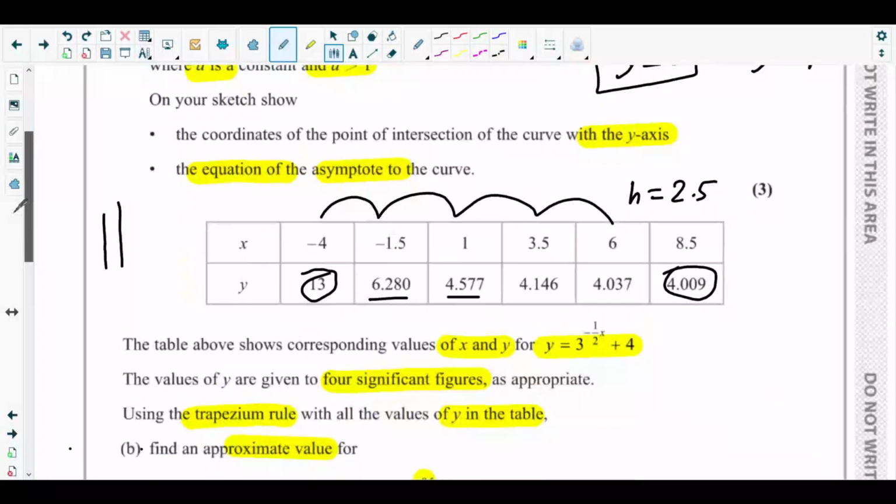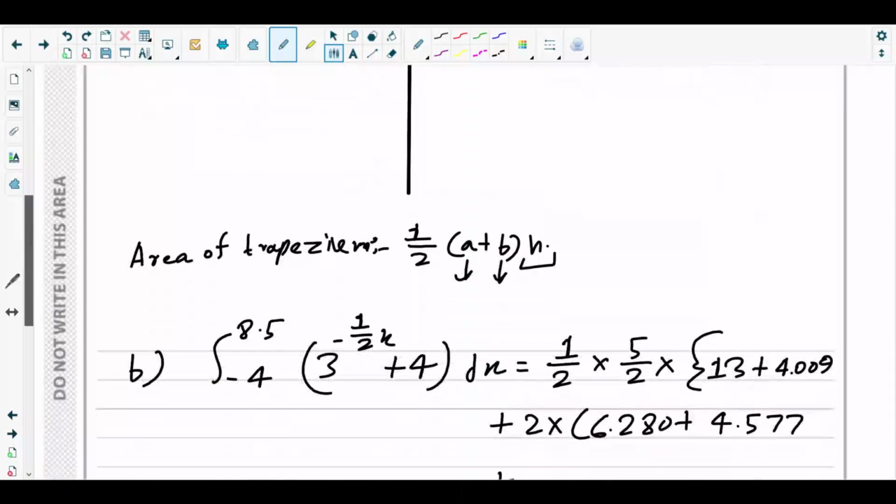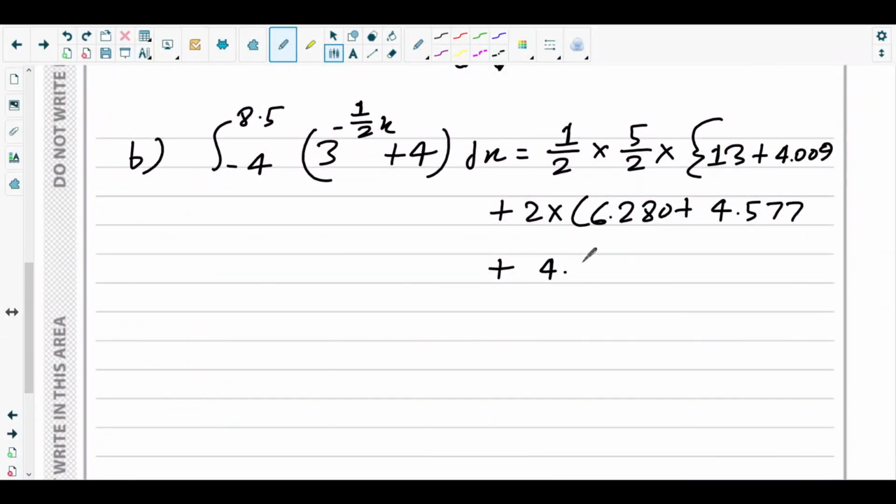4.146, and at last the last one is basically 4.037, the last common one, not the last height. The last height is 4.009. This is single, that's why we have added it separately.